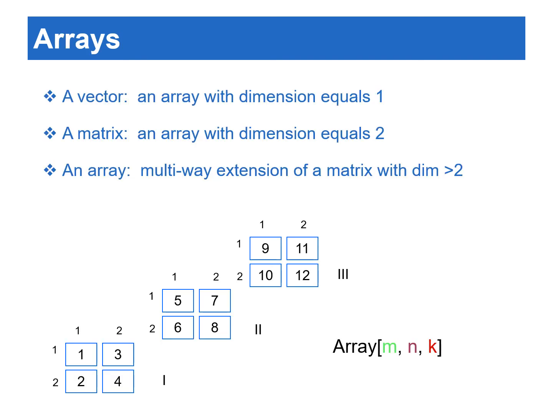We can think about a vector as a one-dimensional array of numbers, and a matrix as a two-dimensional array. Arrays are multiple-way extensions of matrices, with more than 2 dimensions. To access the elements of a 3-dimensional array, we need to provide 3 indices. The first one refers to rows, the second one refers to columns, and the last one refers to pages, or the third dimension.